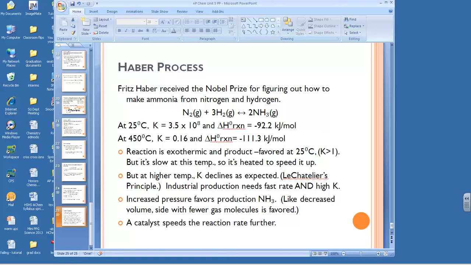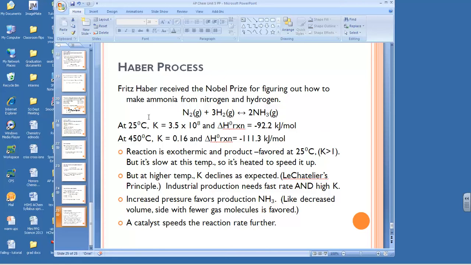What Fritz discovered was that if you increase the temperature, well, then you got an issue. Since it's an exothermic reaction, heat would be on the product side. So increasing a product would shift it back towards the reactants. So you're like, well, we've got to increase the temperature to speed up the reaction, but since it's at equilibrium, it actually does the exact opposite. It makes K go down and therefore makes it not go as fast as you'd expect.